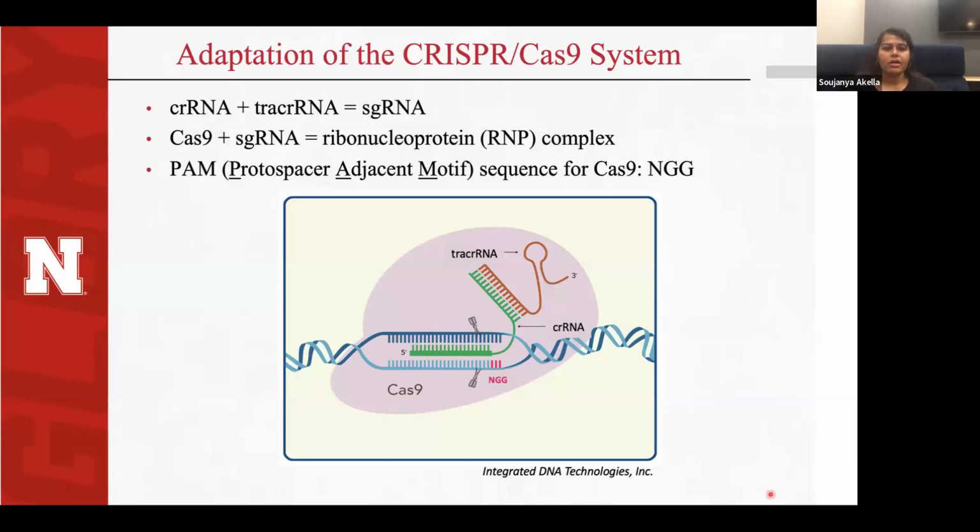So basically what they thought was, you can design that RNA piece that helps guide Cas9 to chop up foreign DNA.